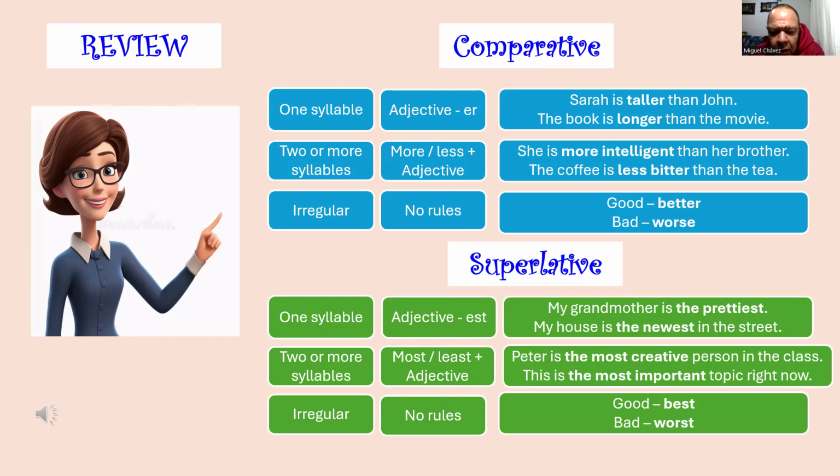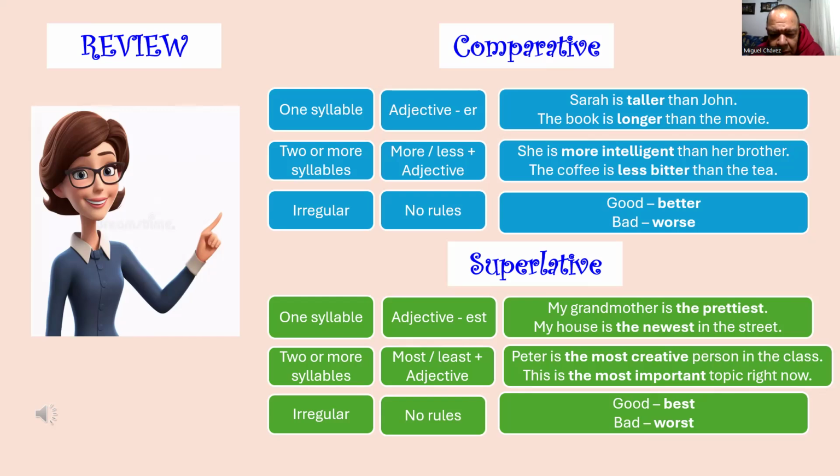On the other hand, the superlative is used to describe an object or person that is at the highest or lowest extreme, compared with a group of objects or other people. In addition, the superlative is used when we talk about three or more elements, not when we have only two. For most adjectives with one syllable, the superlative form is created by adding "est" to the end of the adjective. For example, my grandmother is the prettiest. My house is the newest in the street.